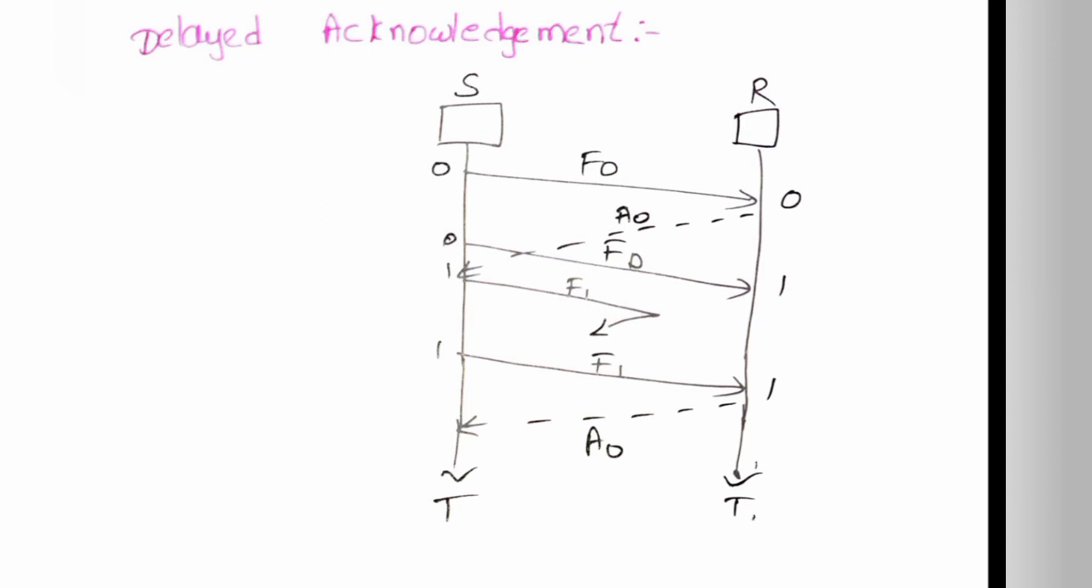The receiver will be expecting frame 1 from the sender side, since it has received frame 0. So that's why we are facing a delayed acknowledgement in the stop and wait protocol case.